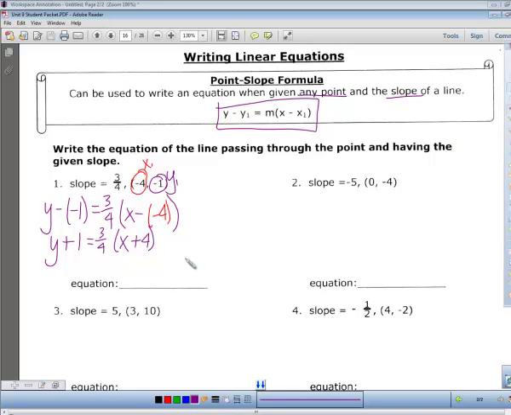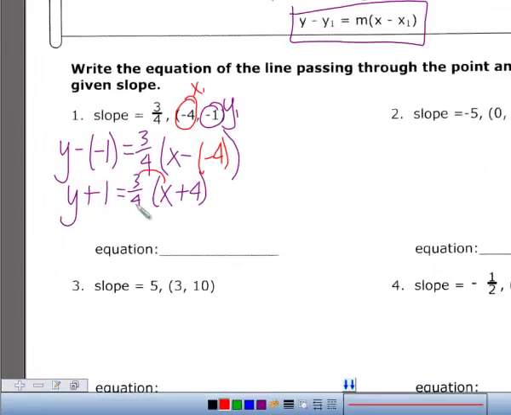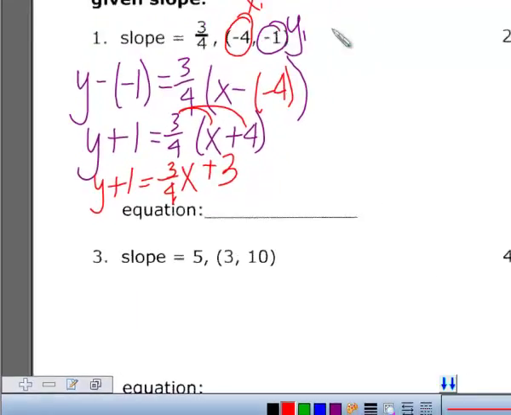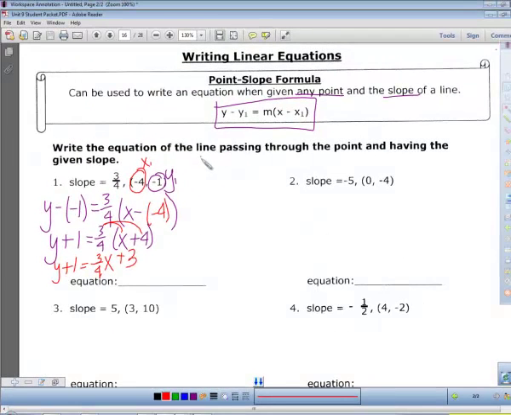So from here, we take this 3/4 and we need to distribute to my x and to my 4. So I take 3/4 times x and I get 3/4 x. And then 3/4 times 4, which is 3, positive 3. So then I have all of that equal to y plus 1. So I need to solve for y completely. So I'm going to rewrite this up here. y plus 1 equals 3/4 x plus 3.